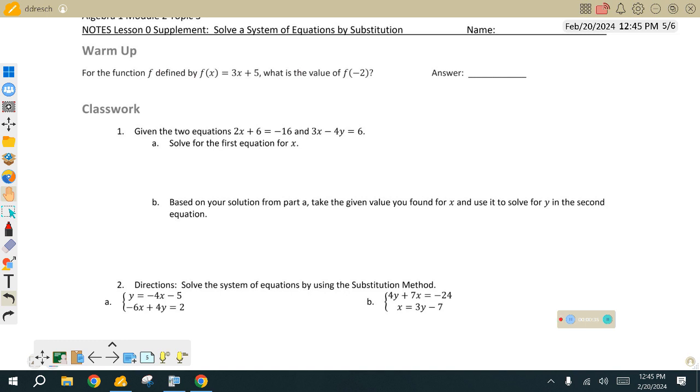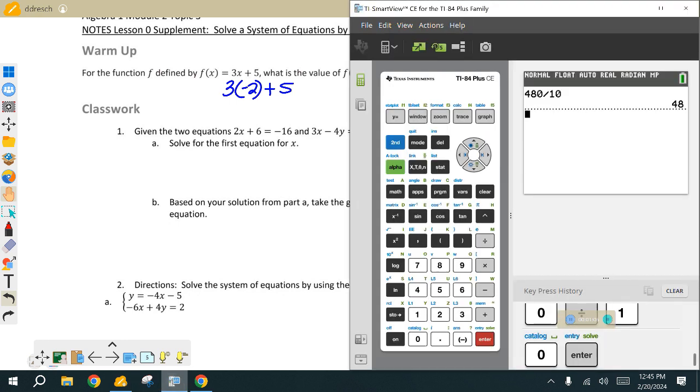What did we do from first semester to answer that question? Anybody remember? Times 3 by negative 2. Thank you, Krista. Yeah, what we're doing here is replacing x with negative 2 in this case. So 3, we replace negative 2 for x, and then that's what we put in our calculators. Let's go to your calculators, everybody, and punch that in. 3 times negative 2 is negative 6.